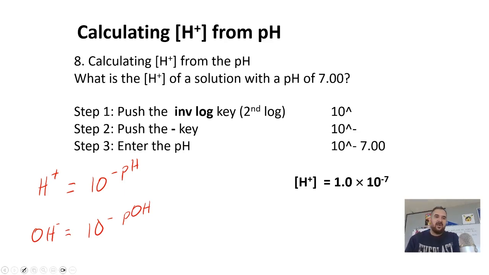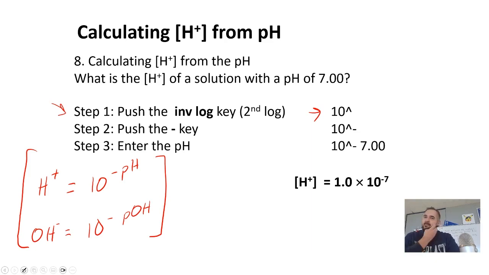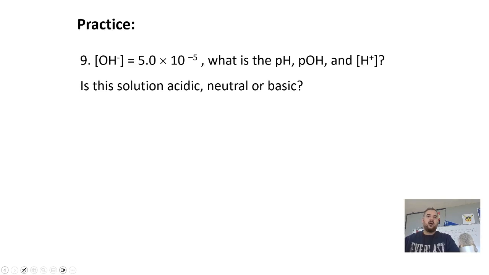So the only thing you need to write down from this page are these two formulas that I just gave you. Over here, these are instructions on how to plug it into the calculator, but the way we do it is just 10 to the power of. So 10 caret negative pH or pOH. So let's keep going.